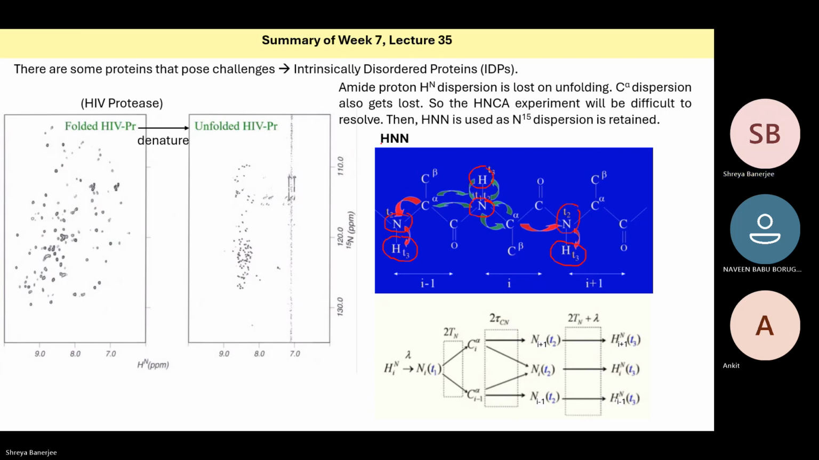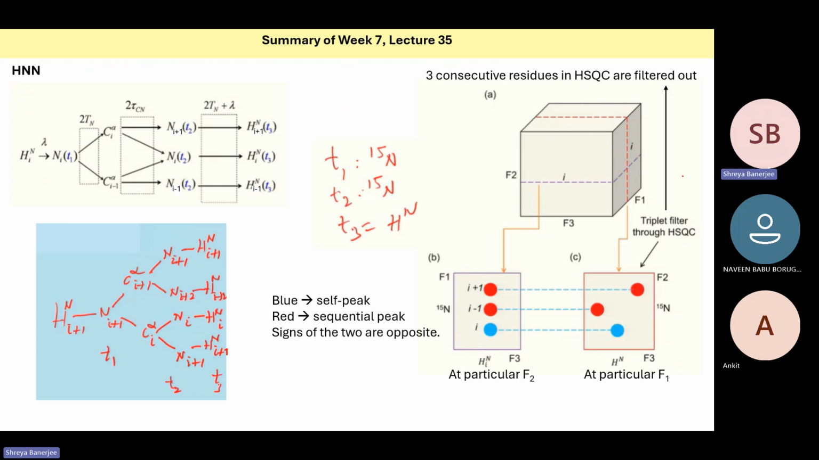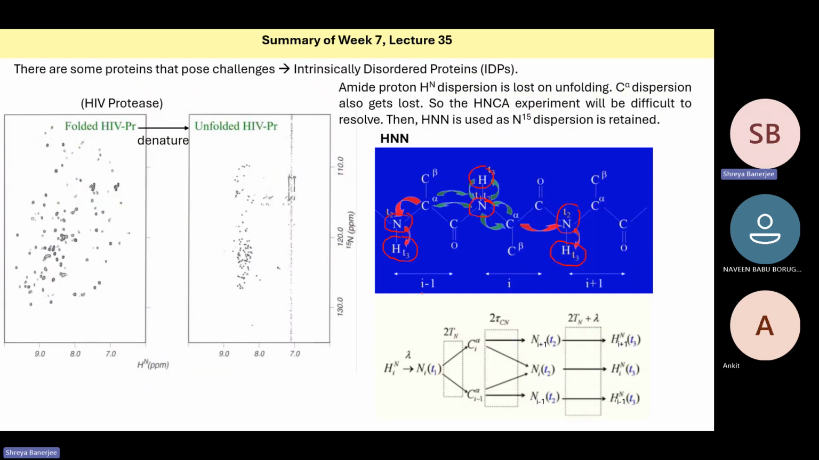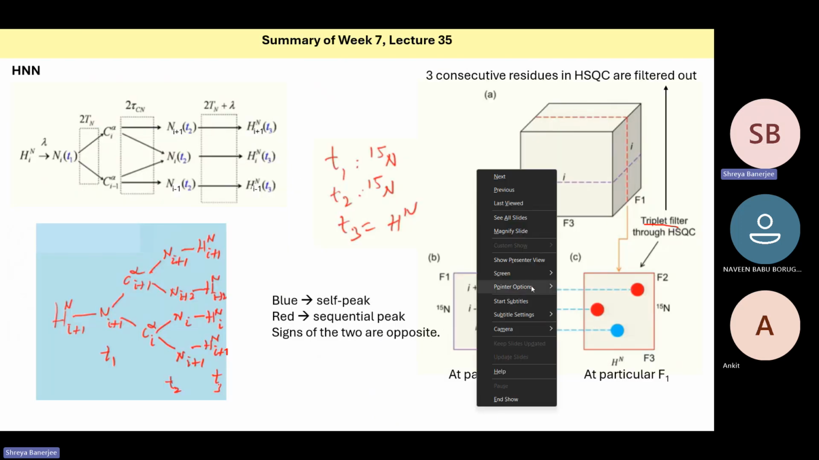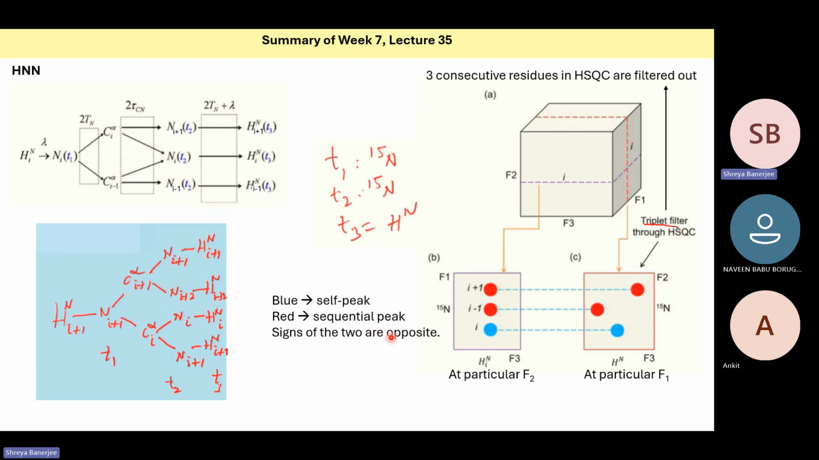So the HNN experiment is called a triple resonance experiment because you are able to identify 3 consecutive residues, i plus 1, i and i minus 1. Because you can simultaneously identify 3 consecutive residues, it is called a triple resonance experiment.